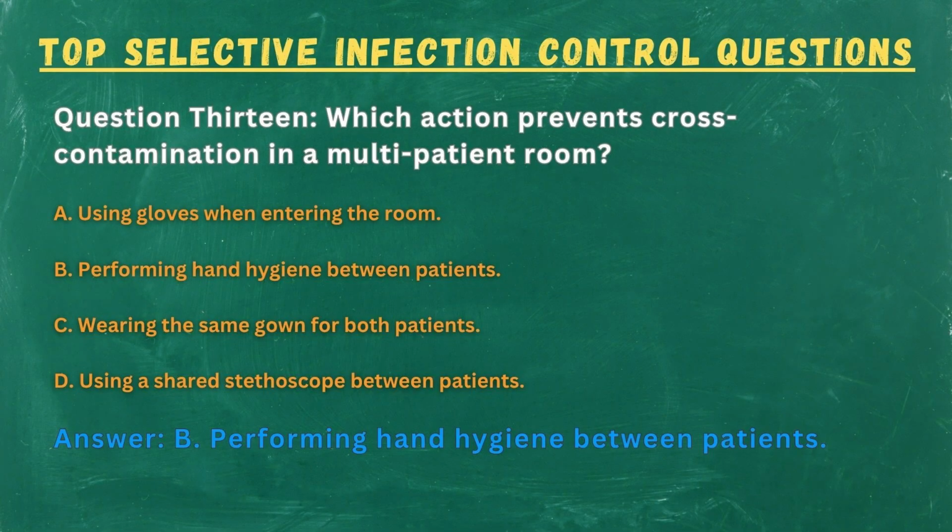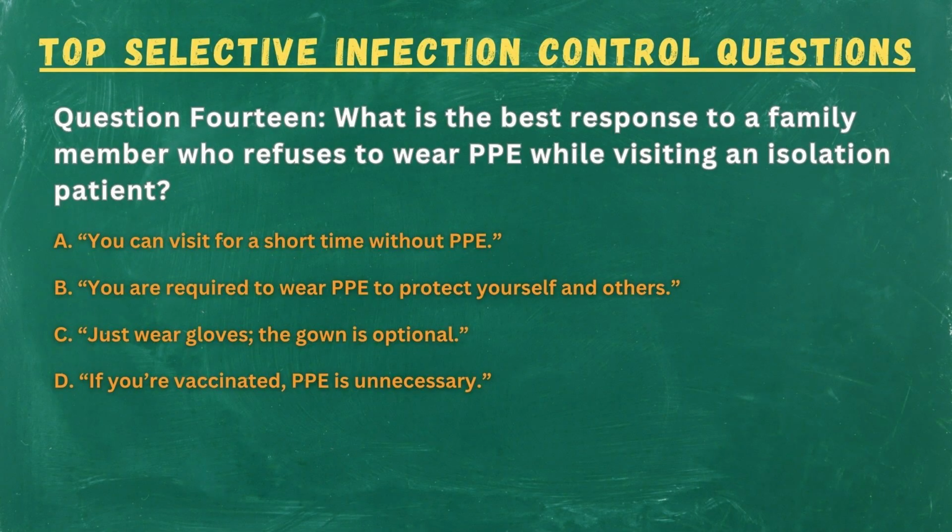Answer: B. Performing hand hygiene between patients. Question 14. What is the best response to a family member who refuses to wear PPE while visiting an isolation patient? A. You can visit for a short time without PPE. B. You are required to wear PPE to protect yourself and others. C. Just wear gloves. The gown is optional. D. If you're vaccinated, PPE is unnecessary.